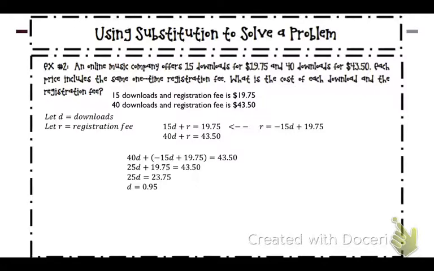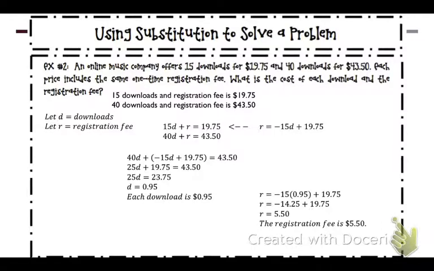Okay? We need to go back and figure out what the registration fee is. So I'm going to plug D back into that equation up there. So I have R equals negative 15 times 95 cents plus 1975. Multiply that out, you get R equals negative 1425 plus 1975, which is R equals $5.50. So the registration fee is $5.50. Each download is 95 cents. Okay?